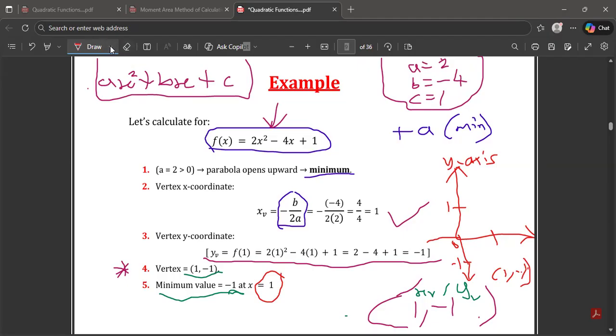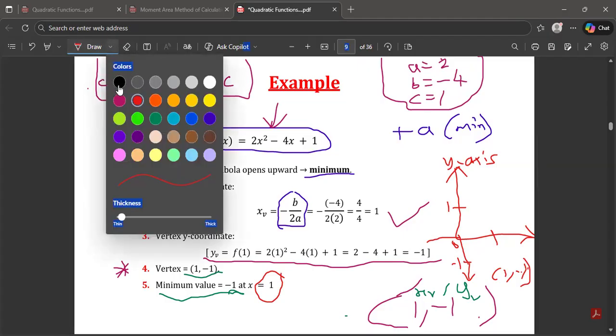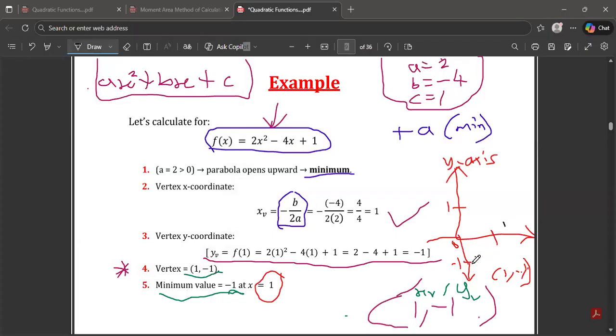And the turning point, since they said the turning point is occurring at what? The turning point is going to be 1. So it means that the graph is going to be something like this. You see, because the coefficient is what? That's 2.